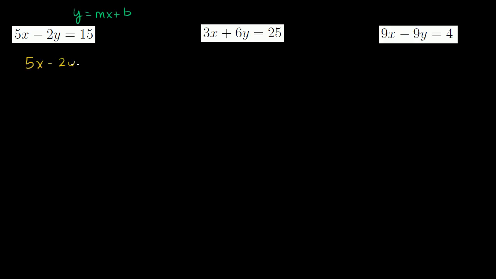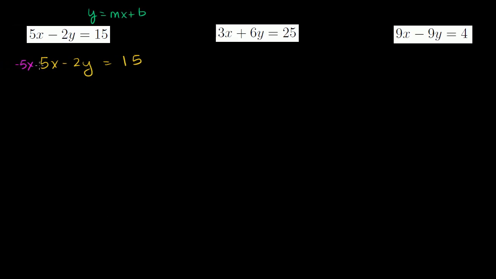Let's do that. So the best thing to do here, let me rewrite it. 5x minus 2y is equal to 15. Let's subtract 5x from both sides. So minus 5x plus, you have a minus 5x. These cancel out, and so you're left with negative 2y is equal to 15 minus 5x. And now let's divide everything by negative 2.